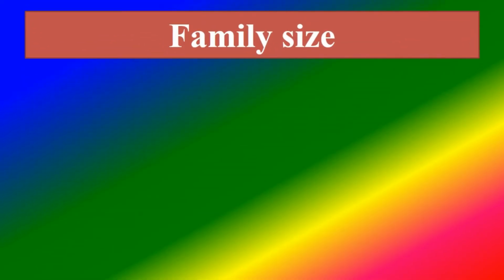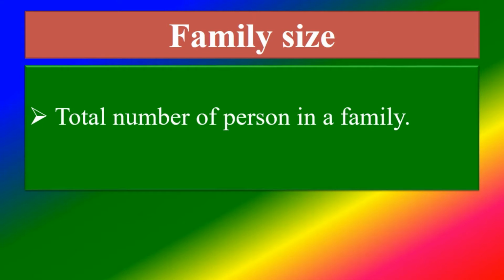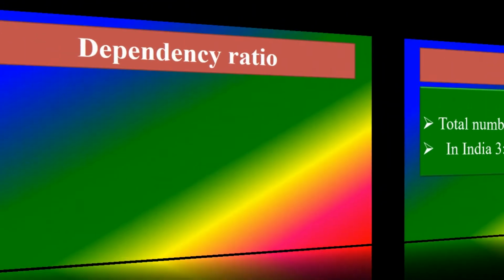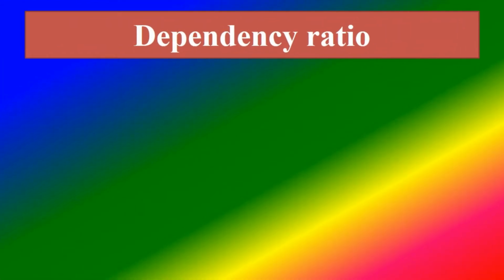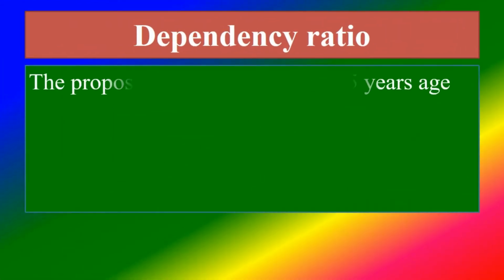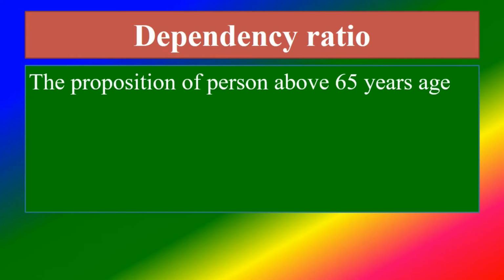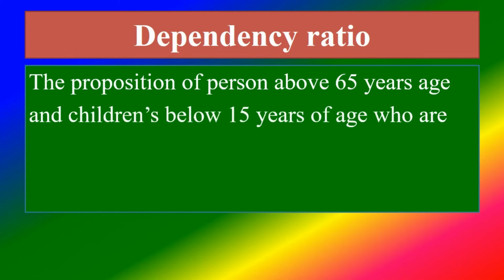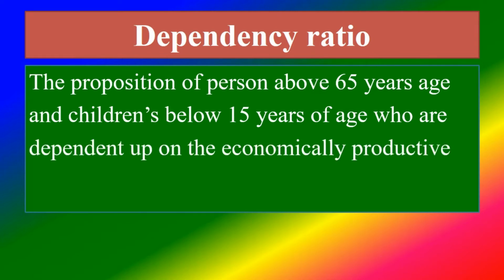Family size is the total number of persons in a family. In India, it is 3:1. Dependency ratio is the proportion of persons above 65 years and children below 15 years of age who depend on the economically productive age group.